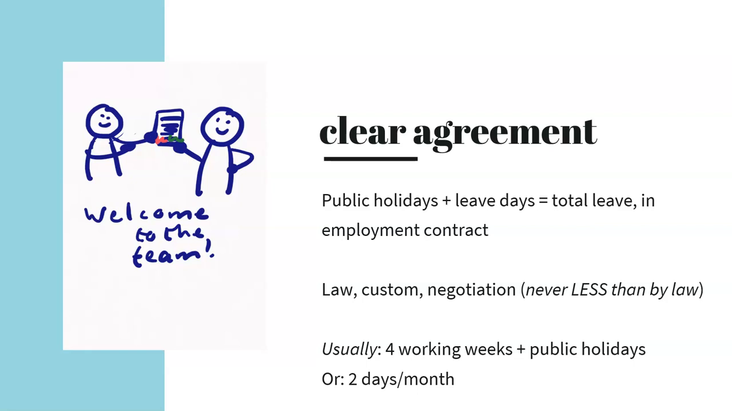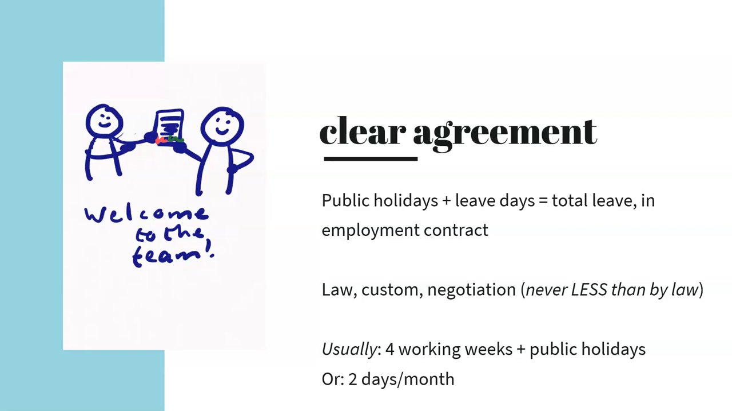Many laws have a minimum requirement for leave days. In the Netherlands, for example, that is the equivalent of 4 working weeks for that person. So if a person is working full-time, 40 hours per week, then it is 4 times 40 hours per week on an annual basis.